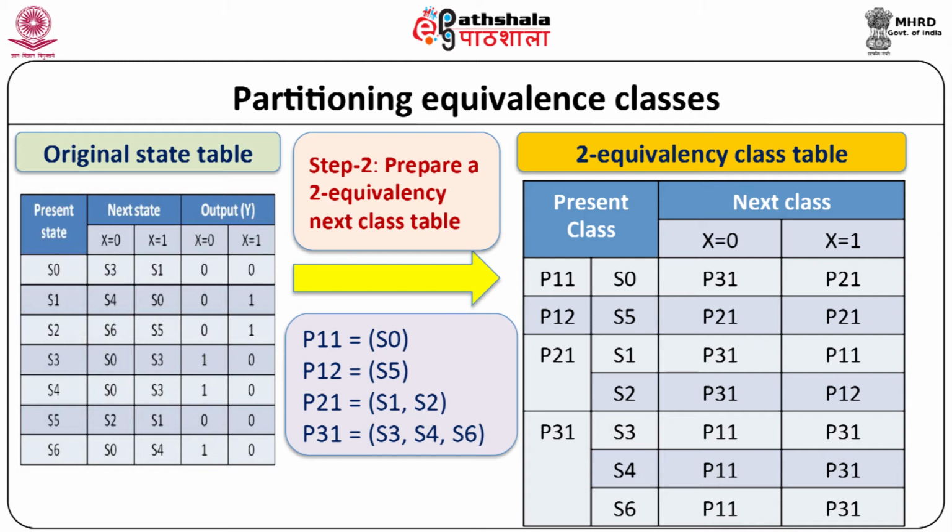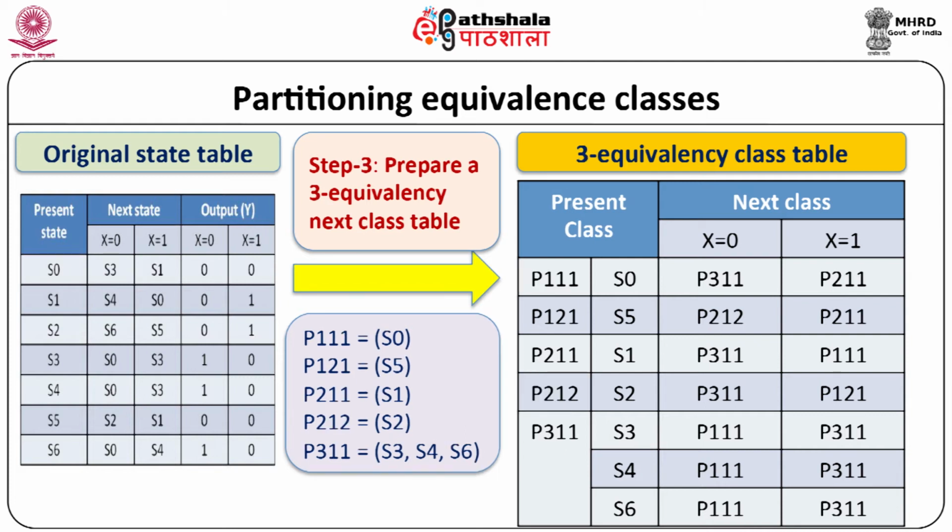Therefore, P31 is written in x is equal to 0 next class column. Similarly, for x is equal to 1, the next state, the present state S0 is S1, which is in class P21. Hence, P21 is written in x is equal to 1 next class column. Using this procedure, rest of the rows can be filled in.